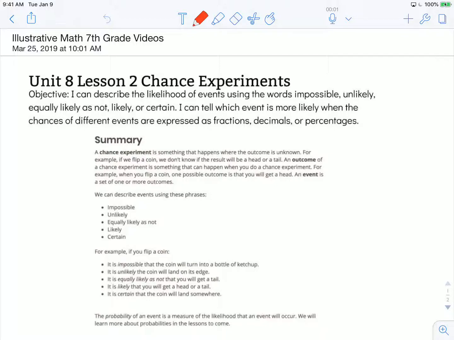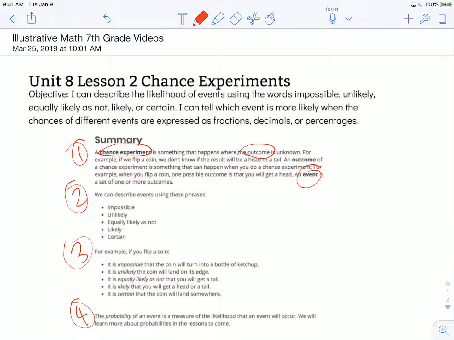So first things first, we're going to number our paragraphs. Paragraph 1 states, a chance experiment is something that happens where the outcome is unknown. For example, if we flip a coin, we don't know if the result will be a head or a tail. An outcome of a chance experiment is something that can happen when you do the chance experiment. For example, when you flip a coin, one possible outcome is that you will get a head. An event is a set of one or more outcomes.